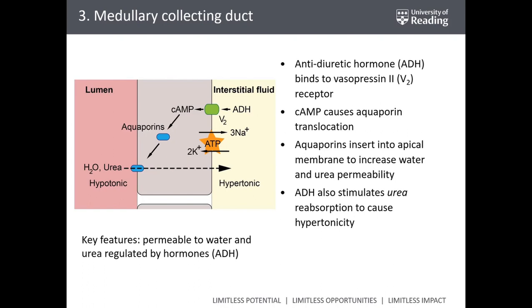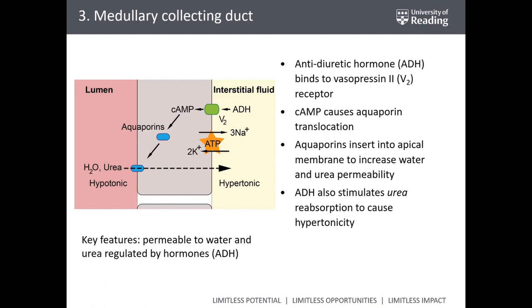ADH also stimulates urea reabsorption, causing hypertonicity of the urine. So the urea movement from the lumen of the tubule into the interstitial fluid promotes even further hypertonicity of the interstitial fluid. In that way, the antidiuretic hormone promotes the movement of water from the lumen into the interstitial fluid, reducing the loss of water by concentrating the urine.